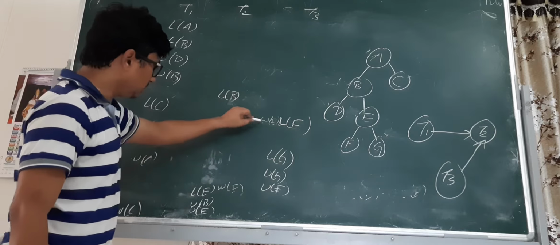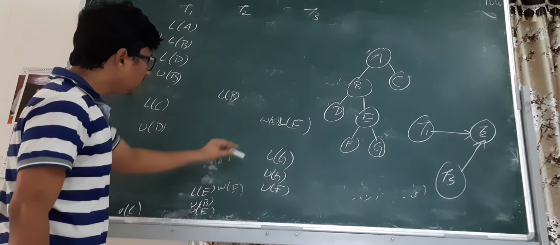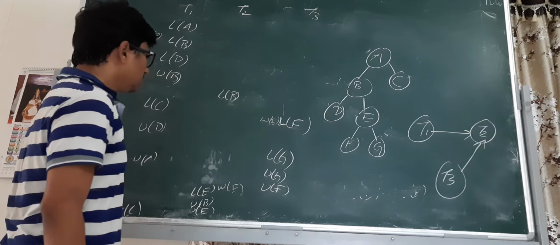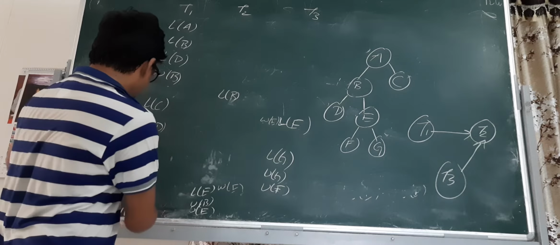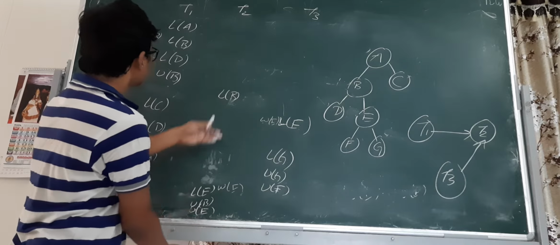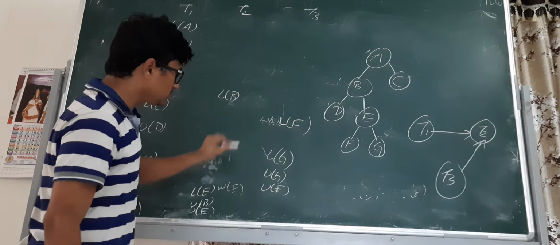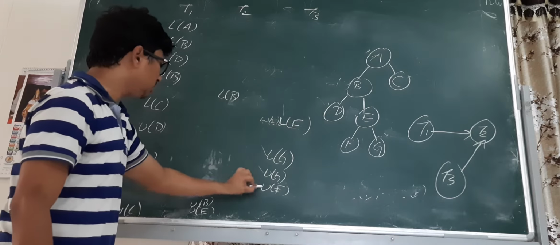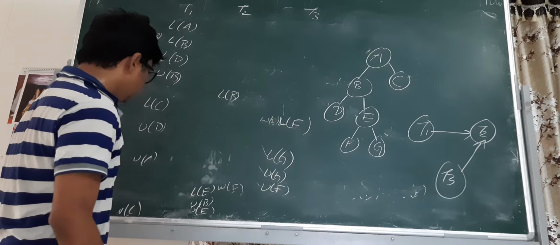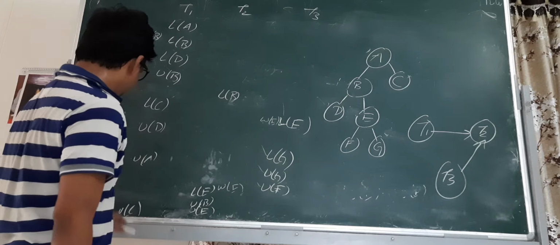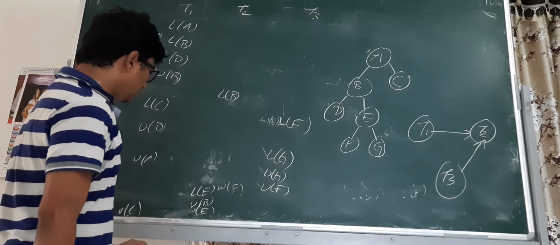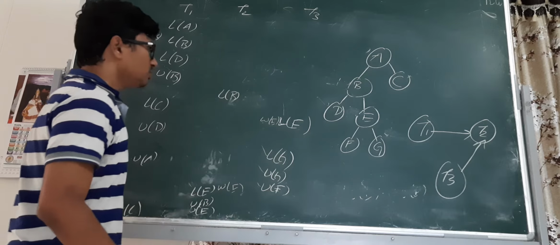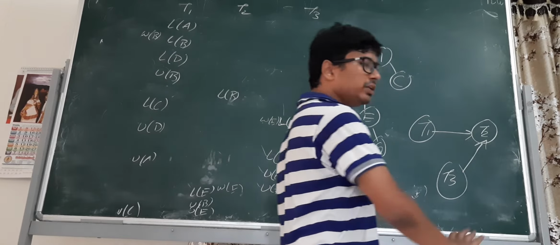T3 to T2. Then this is finished. Lock on G: there is no lock on G on transaction T2 and transaction T3, so no need to worry. Unlock G: unlock operations, we need not worry about them when finding the serializability. Unlock E: we have already checked lock and unlock. So we have constructed the polygraph.